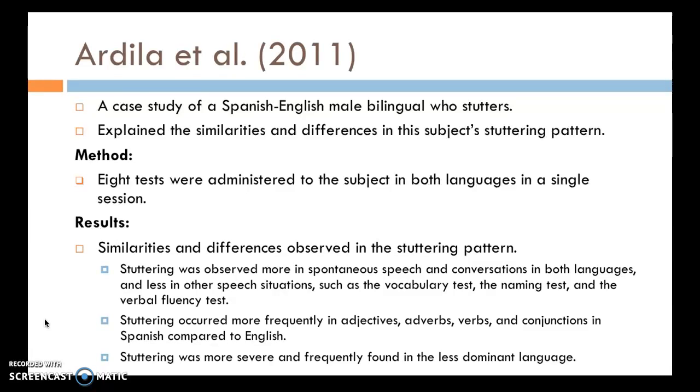What they found was there were both similarities and differences observed in the stuttering pattern. More specifically, stuttering was observed more in spontaneous speech and conversations in both languages, and less in other speech situations, such as the vocabulary test, the naming test, and the verbal fluency test. Also, stuttering occurred more frequently in adjectives, adverbs, verbs, and also conjunctions in Spanish compared to English. Overall, stuttering was more severe and frequent in the less dominant language, in this case, Spanish.